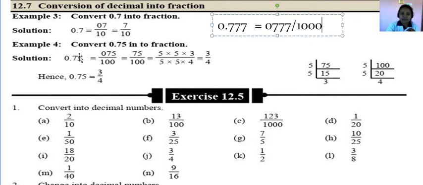Example number 4 again. Here you can see convert 0.75 into fraction. So what we can understand is that we can make a trick: the point will be considered as 1, and the numbers behind the decimal will be taken as 0. 7 will also be 0, 5 will also be 0 in the denominator, but in the numerator the number will be the same. Does this 0 have any value?